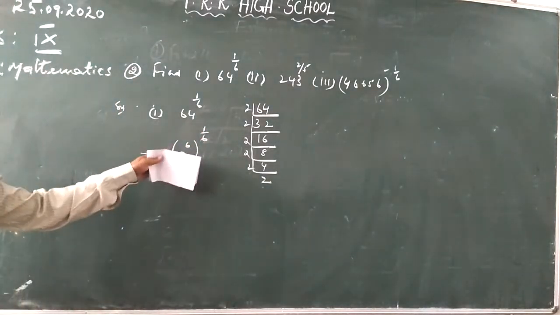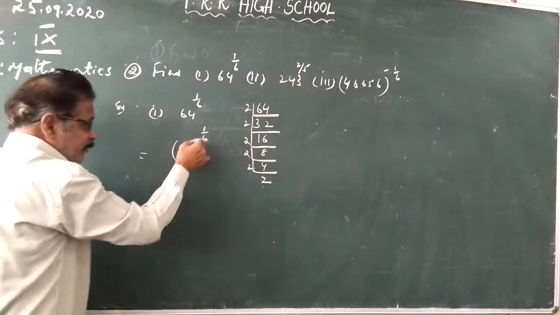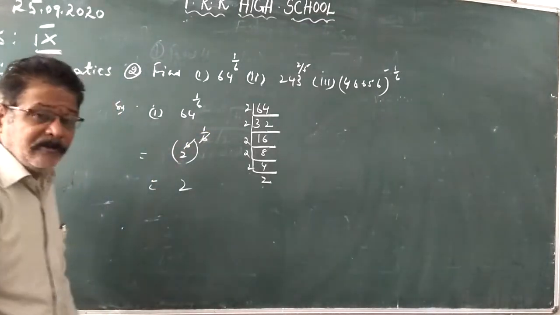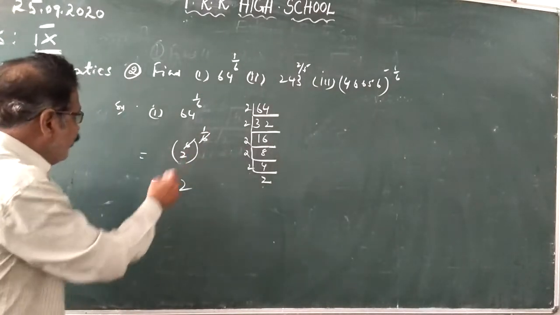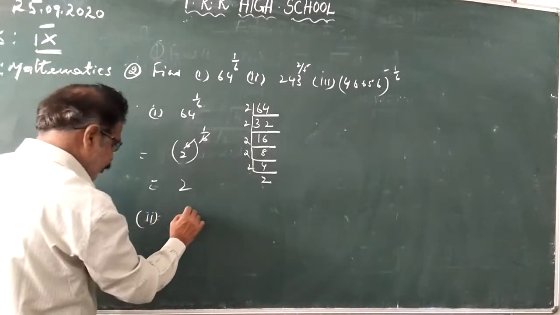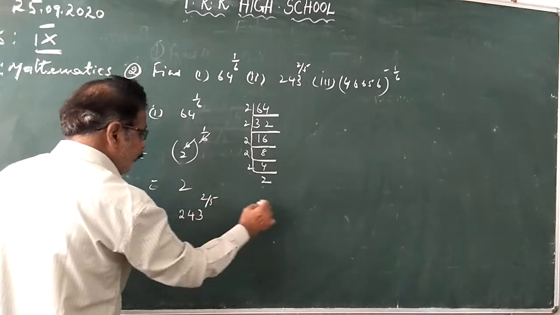(a to the power of m) to the power of n is a to the power of mn. So 6 into 1 by 6: numerator 6 and denominator 6 cancel. The answer is 2. When you simplify 64 to the power of 1 by 6, we get the answer 2. Similarly, the second bit you can also do. The second bit is 243 to the power of 2 by 5.